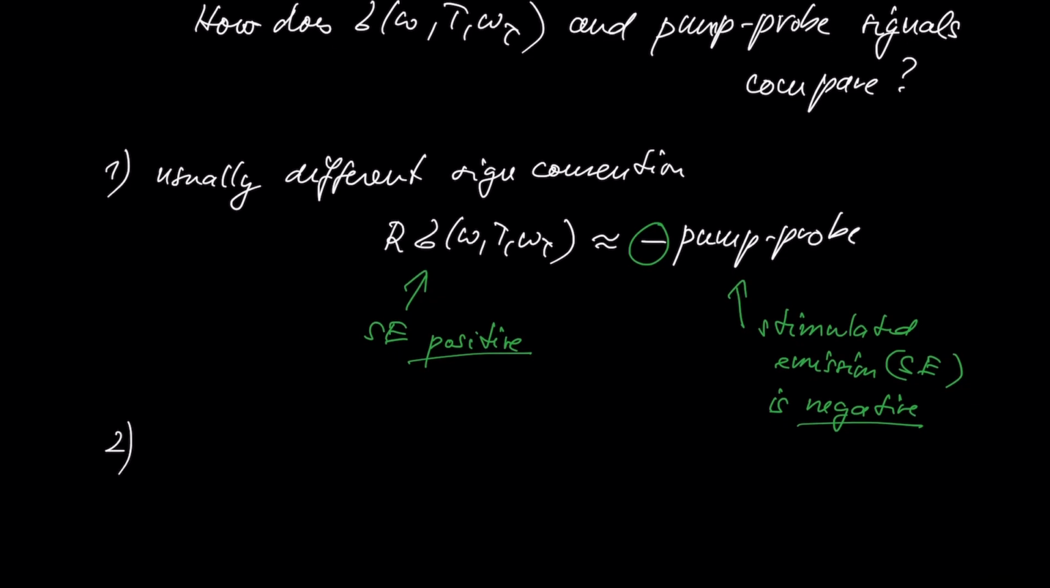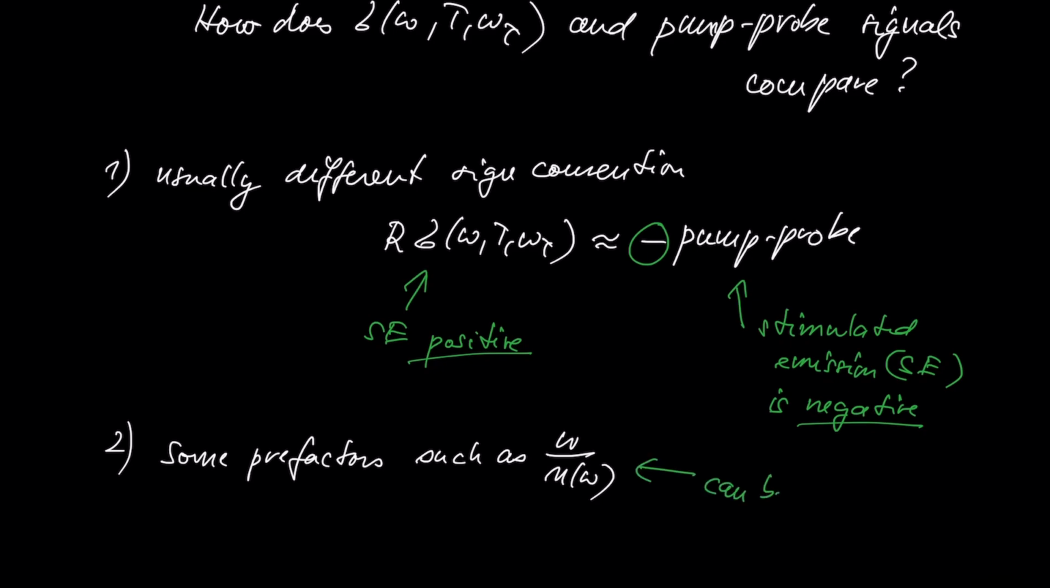The second thing is that there might be various prefactors that originate from, for instance, the Maxwell equations. So some prefactors such as omega divided by n(omega), the refractive index, but these things can be removed. That should be fine. We have so far defined the sigma, the spectrum, basically as a sum of the contributions of the Liouville pathways, in which case we would have a prefactor that has to be handled.